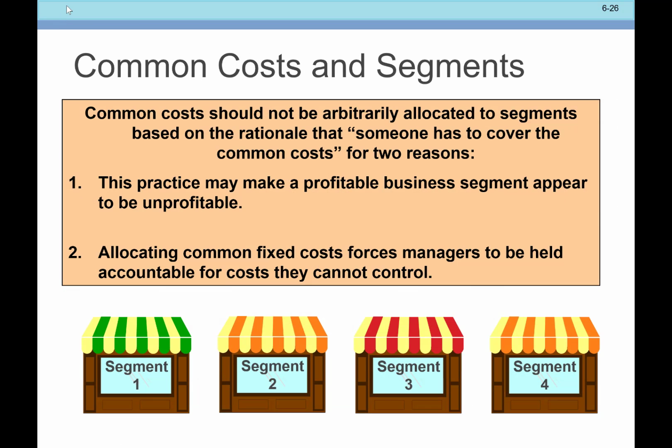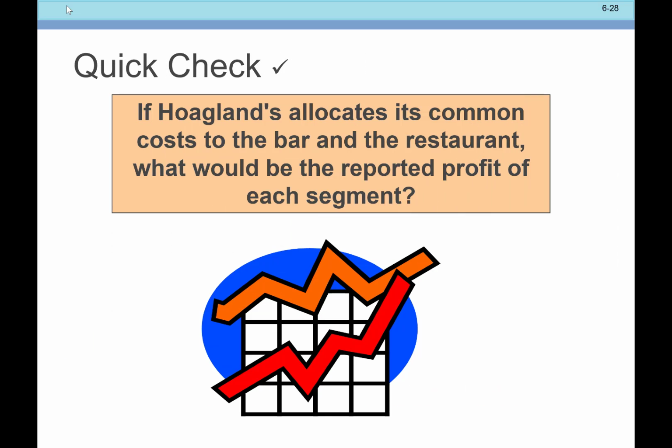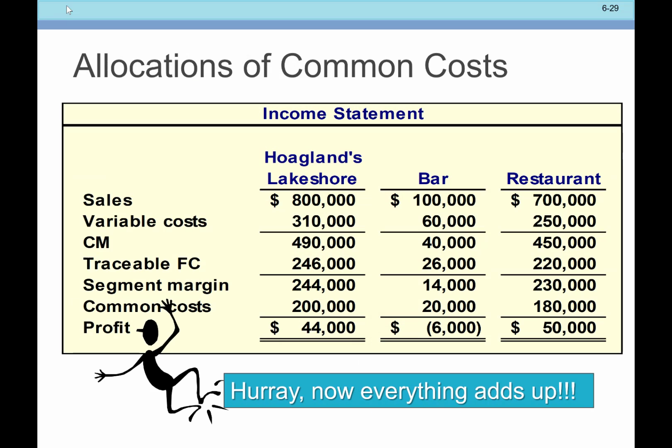Okay, so we force ourselves to go ahead and come up with some arbitrary means of allocating those costs. And when we do, what happens? We start allocating costs to the bar that makes the bar look not profitable, when in fact, if we hadn't allocated those common costs, we would have seen that it is contributing to the overall profitability of the company.